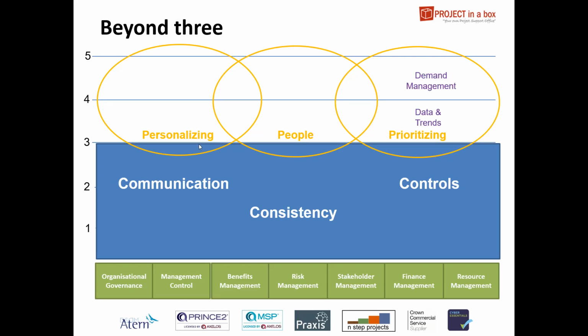So firstly, prioritizing. Demand management. So a key part of moving into 4s and 5s is to think about whether you are not just managing the process but optimizing it. Are you doing the right projects, not just doing projects right? And so demand management, managing a funnel of ideas, is important in that. Data and trends, even if you can't measure it, you can't manage it.